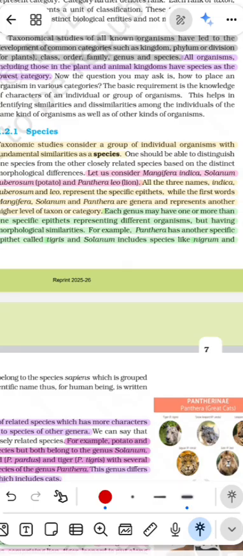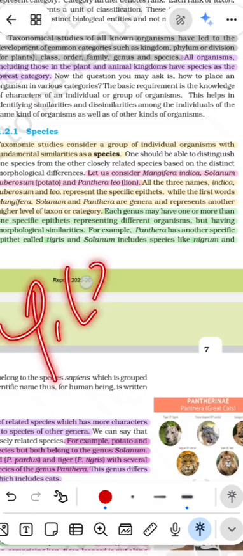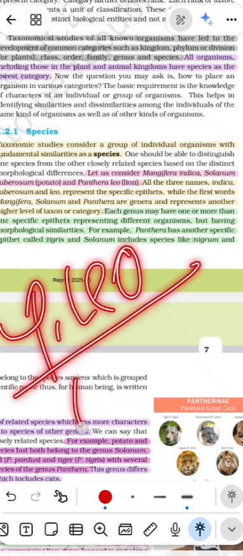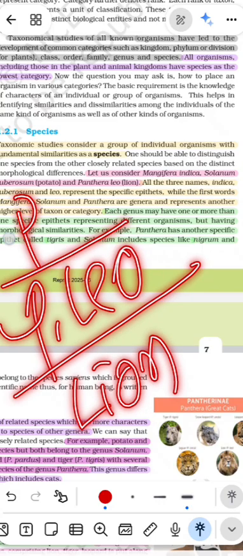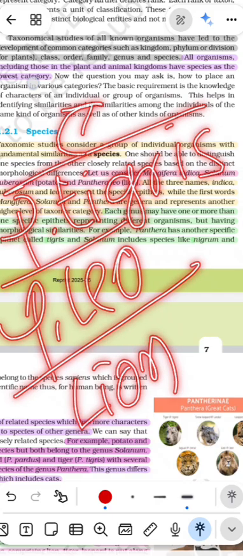So there are three indications of scientific name. All three names, indica, tuberosum, and leo, represent the specific epithet, while the first words Mangifera, Solanum, and Panthera are genera and represent another higher level of taxon or category. Each genus may have one or more than one specific epithet representing different organisms but having morphological similarities. For example, Panthera has another specific epithet called tigris. Panthera leo is the scientific name of lion, but we know Panthera tigris is the scientific name of tiger.